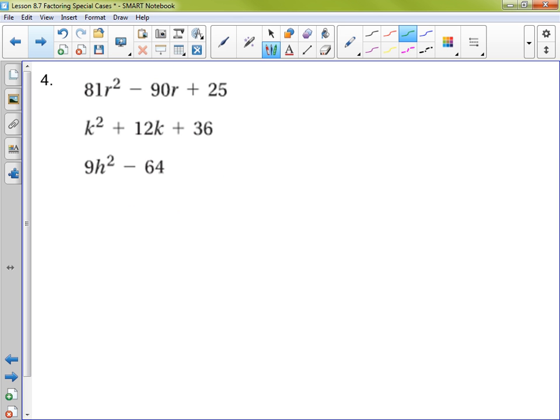Now, I'm going to go ahead and stop and let you try these three problems on your own. Notice there's an example of each type that we've looked at, one that has a subtraction, one that's all plus, and one that's a difference of two perfect squares. Try these on your paper, hit the pause button, and when you're ready to check your answers, hit play again.